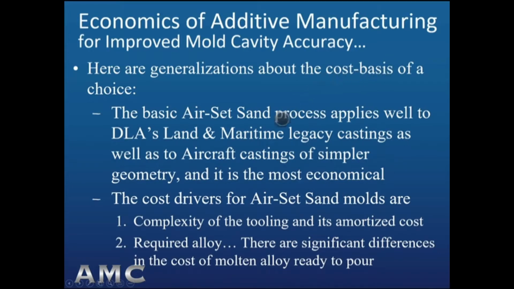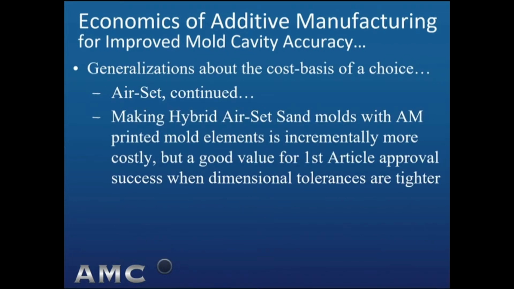The basic air set sand process applies well to DLA's land and maritime legacy castings, as well as to aircraft castings of simpler geometry, and it's the most economical. The cost drivers for air set sand molds are: one, complexity of the tooling and its amortized cost, and two, the required alloy. There are significant differences in the cost of molten alloy ready to pour across the metal casting spectrum of alloys. Making hybrid air set sand molds with additive manufacturing printed mold elements is incrementally more costly, but a good value for first article approval success when dimensional tolerances are tighter.